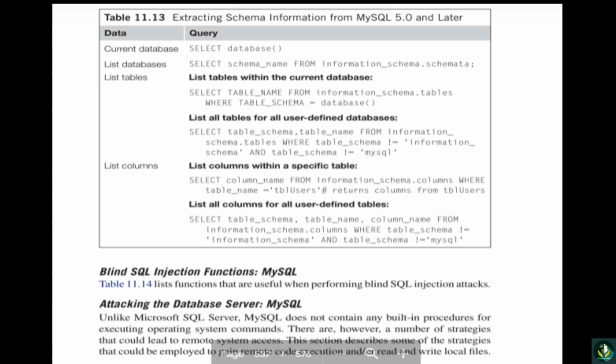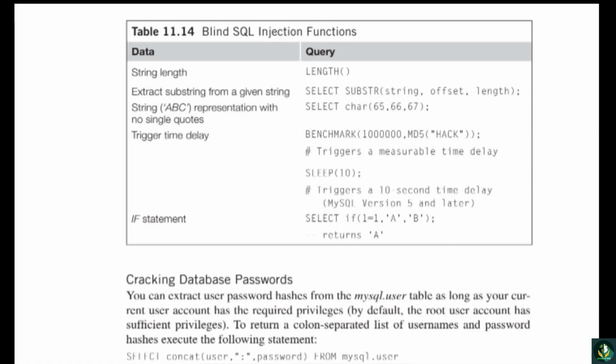And list columns within a specific table. This is a post procedure actually. Select column_name from information_schema.columns where table_name equals 'users' followed by a comment hash returns columns from table users. And list all columns for user defined tables, like select table_schema, table_name, column_name from information_schema.columns where table_schema is not the built-in ones.